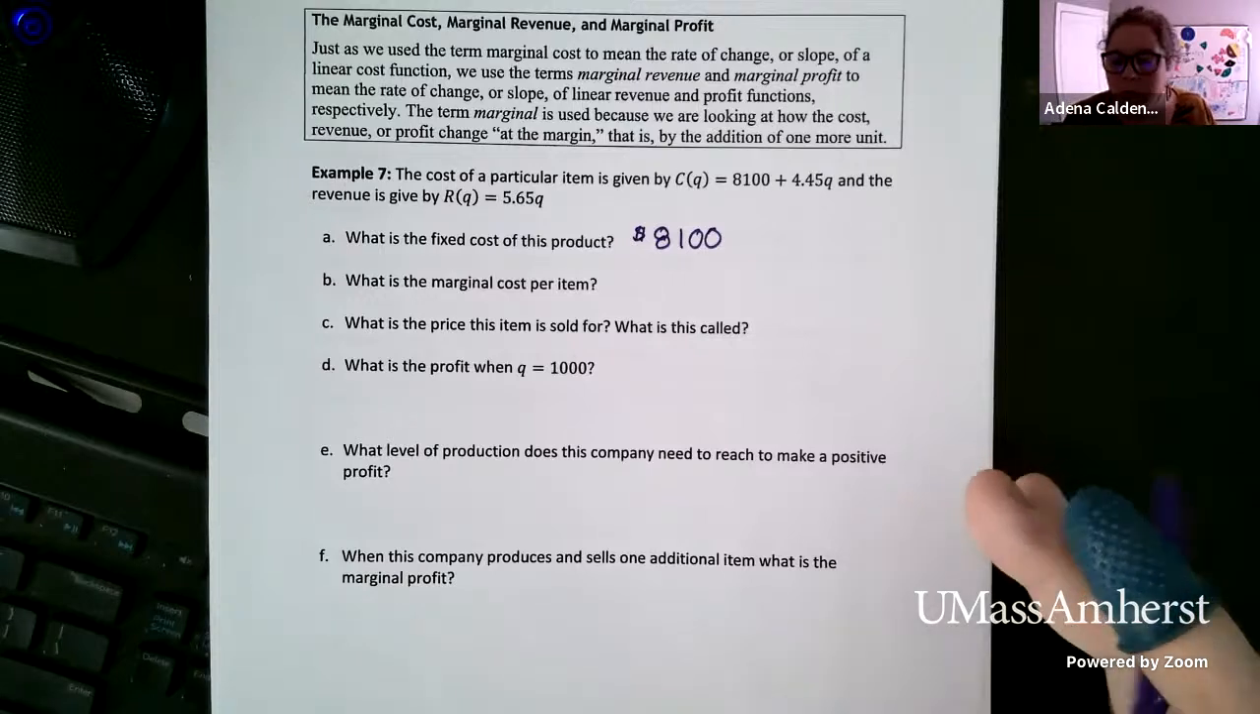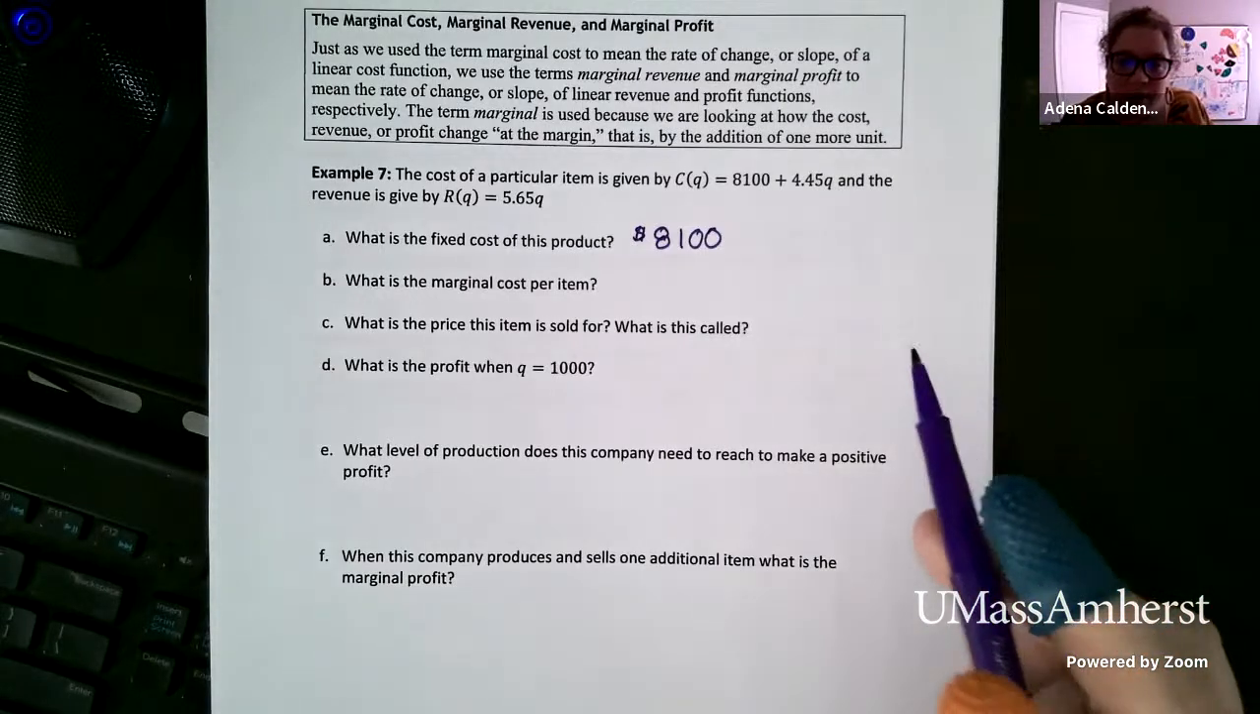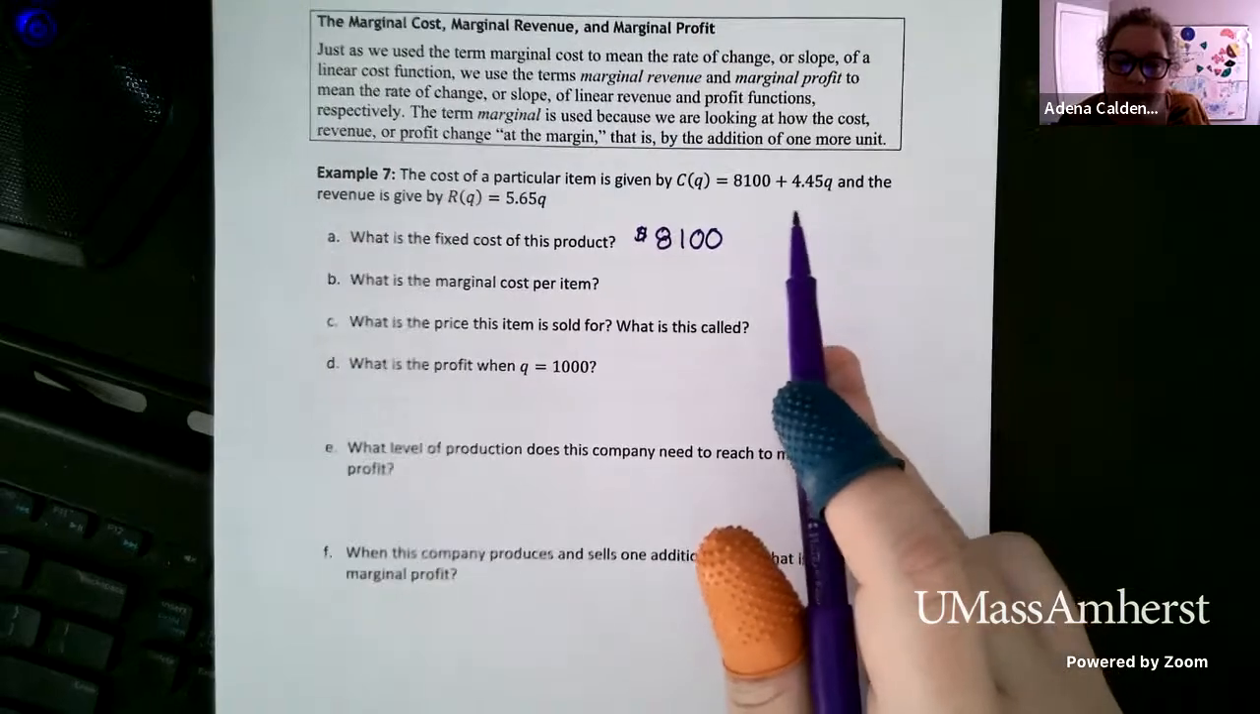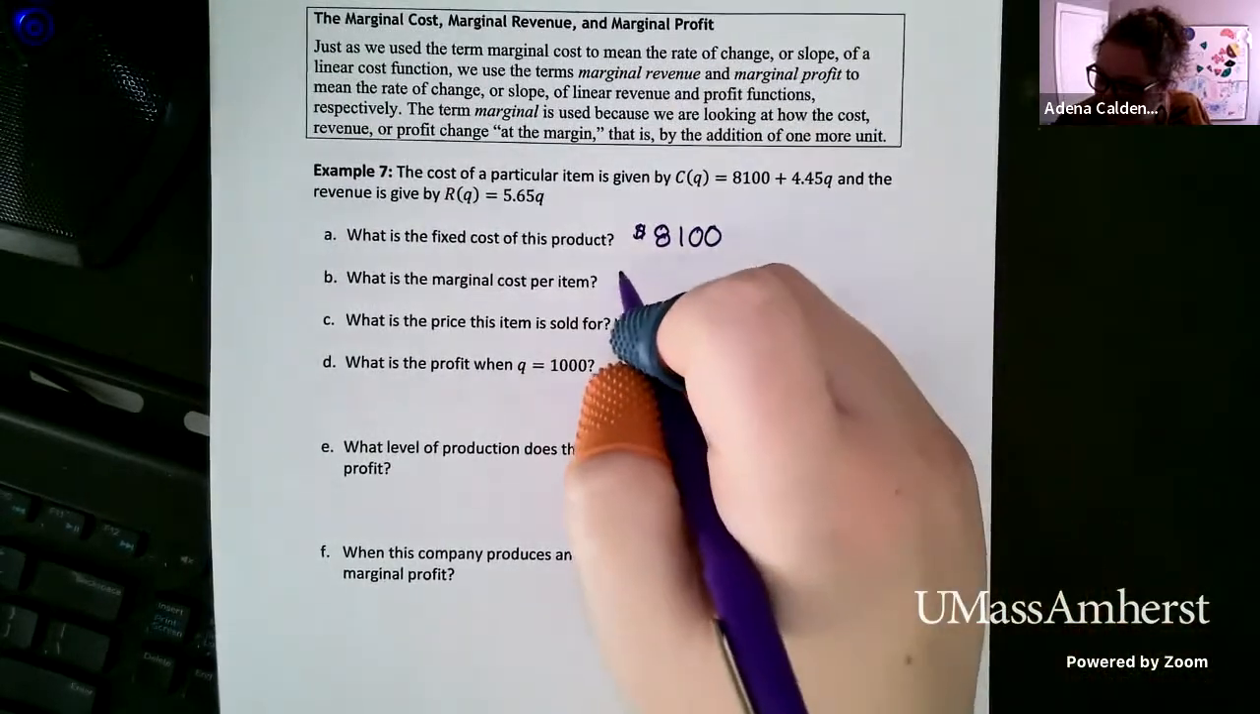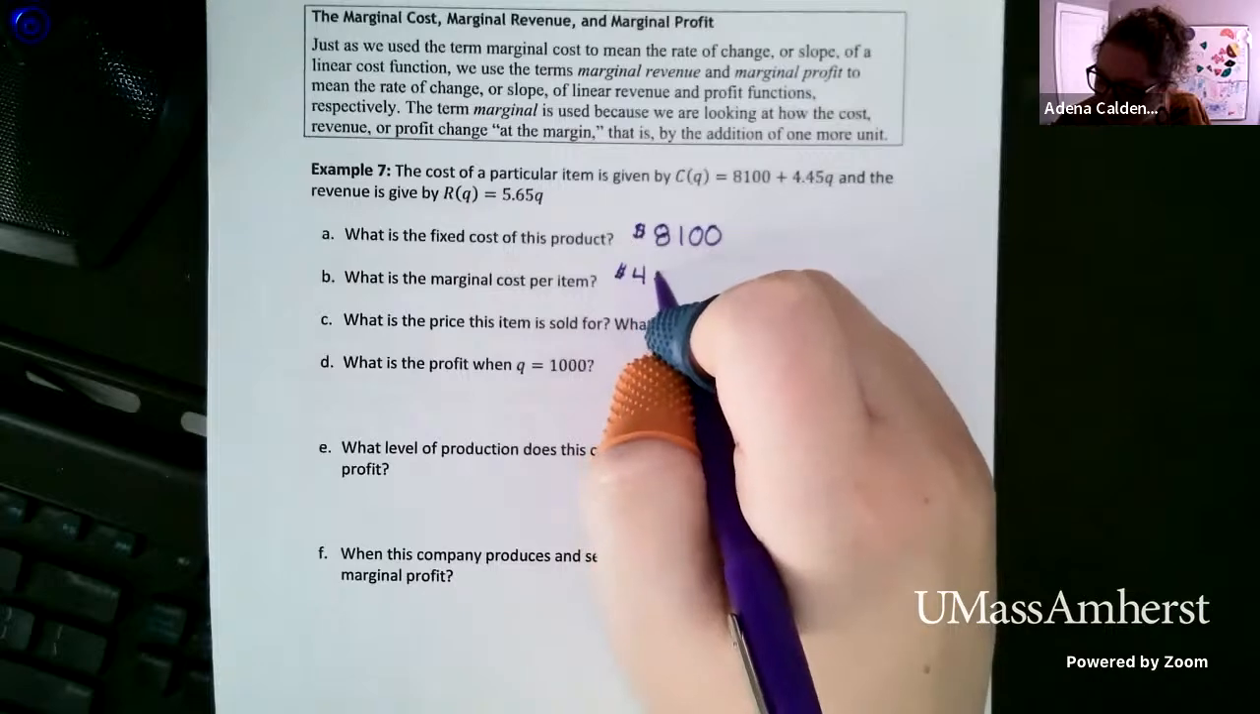Part B, what is the marginal cost per item? So remember, marginal for linear functions is the slope, and it tells us how much additional cost per item. So it looks like here, it's $4.45.